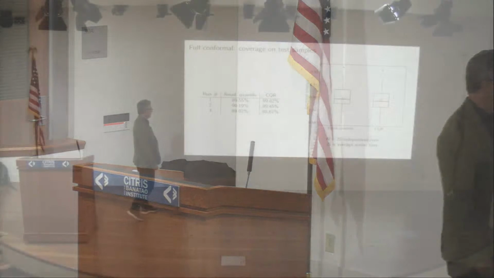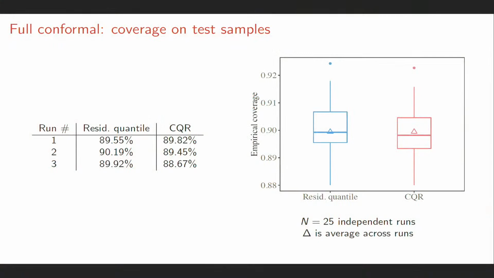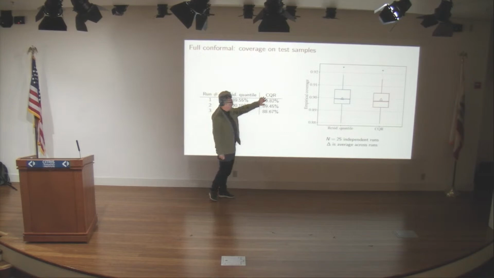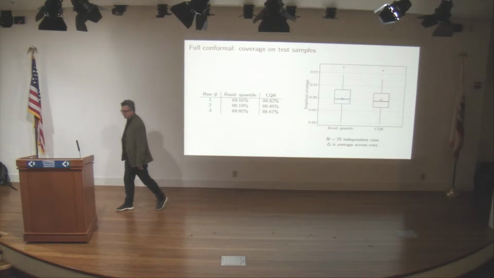And you see the coverage of this method across repeated draws of these 1,200 training points. It's just unbelievable. My first experiment, I got 89.55, 19.19. It's just too good to be true. And this is using the scores I gave you. If you were to use better scores, in the sense that you have shorter intervals, which we call conformalized quantile regression, it is exactly the same numbers. I did it 25 times, and we get these box plots. It's super tight, around 90.